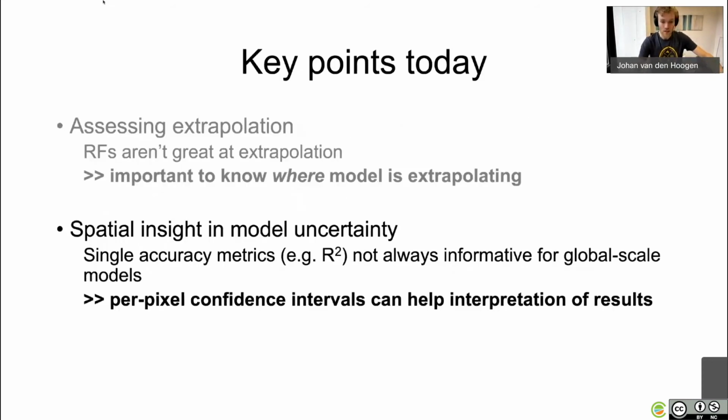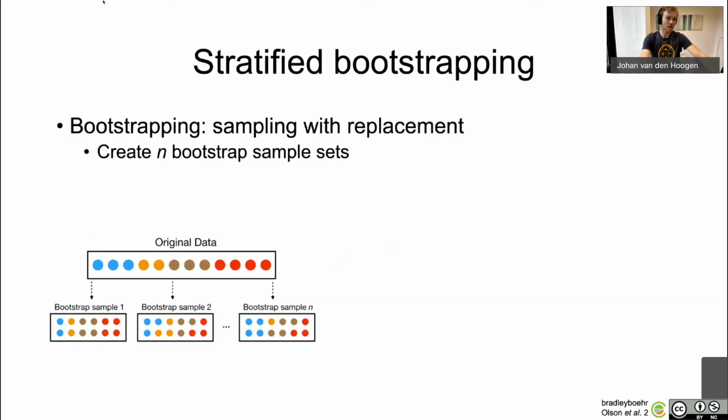Then the second part, a few notes on how we computed per pixel confidence intervals to help interpretation of the results, because sometimes single accuracy metrics like R² or RMSE aren't very useful or informative for global scale models, because they give a single metric for about 200 million terrestrial pixels. And to go about this, we apply a stratified bootstrapping approach.